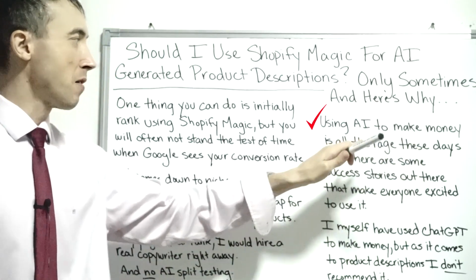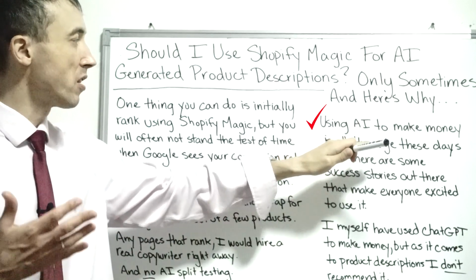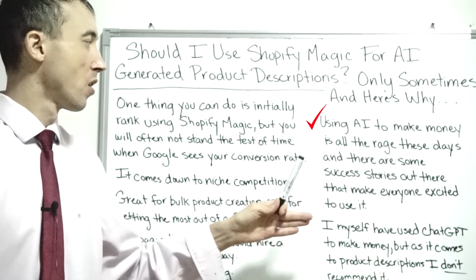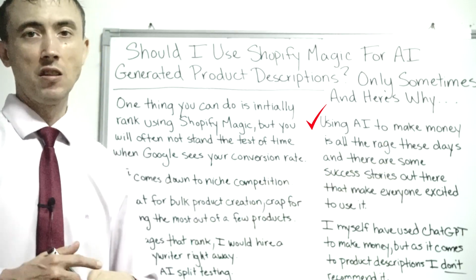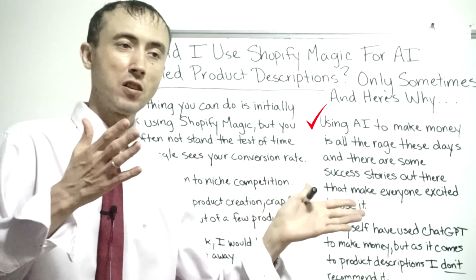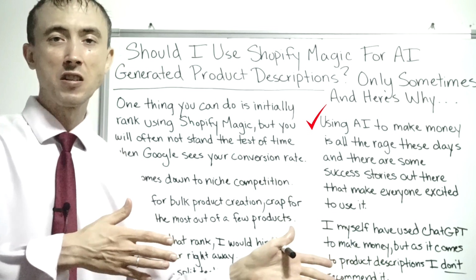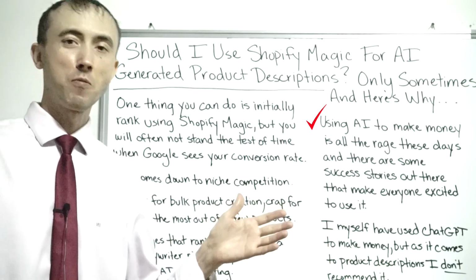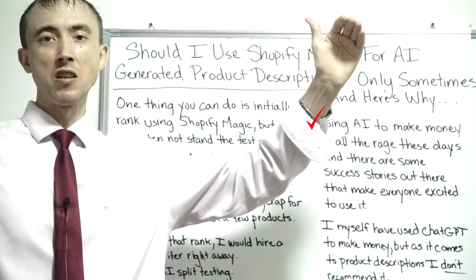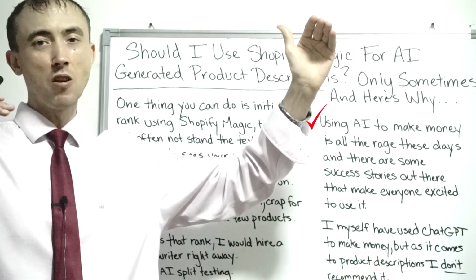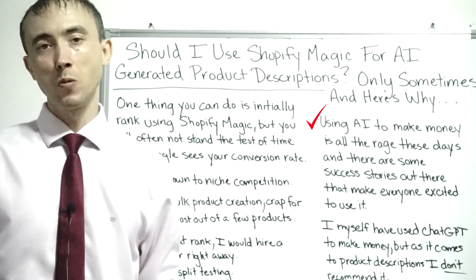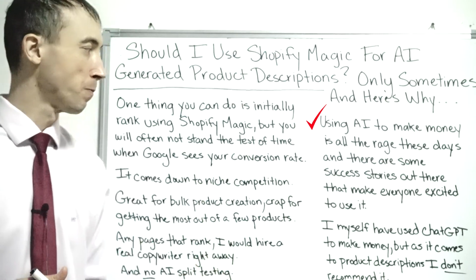Using AI to make money, by the way, or in general, is all the rage these days. And there are some success stories out there that make everyone excited to use it. But along with the success stories, there are people that mess up their entire business or website. It's like business success stories: you hear about all the good, successful stories. The people that went out of business, you don't hear about them. So it skews your perception, okay?